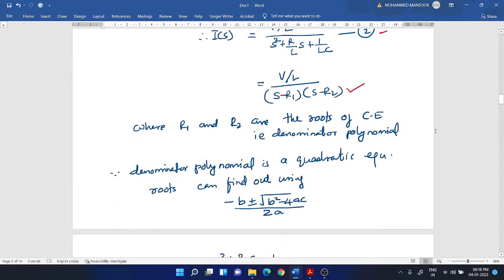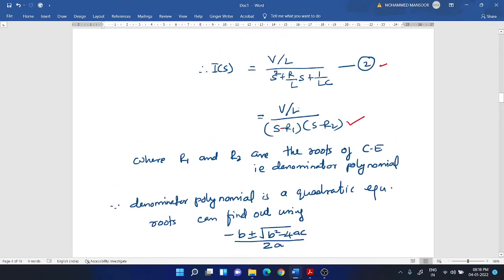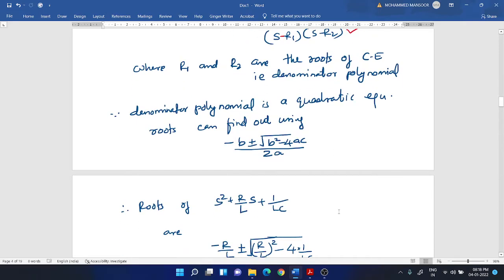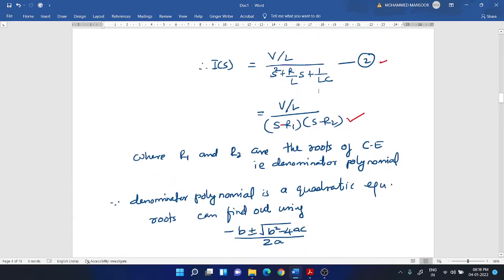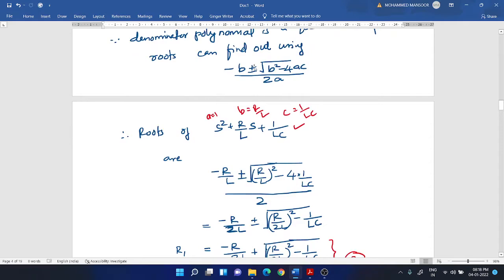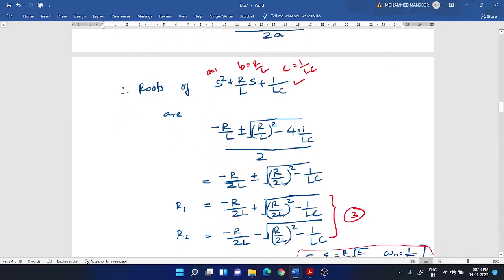As I mentioned earlier, this equation is a quadratic equation. We can find the roots by the standard method, that is minus b plus or minus root b square minus 4ac, divided by 2a. The denominator polynomial is separately written over here. Here a is 1, b is R by L, and c is 1 by LC. We can find the roots by means of this expression.